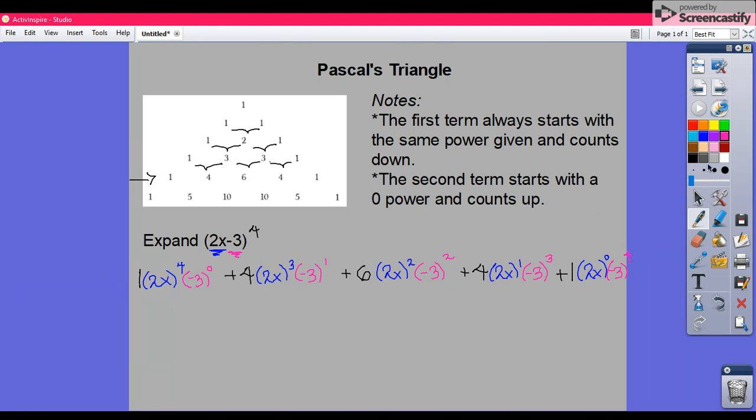So from here, we're just applying PEMDAS. I'm going to just work out each term. Just remember though, that exponents come before multiplication. So I'm going to handle these exponents first. Negative 3 to the 0 power. Well, anything to the 0 power is just 1. Technically, you don't even need it there, but I'll solve it.